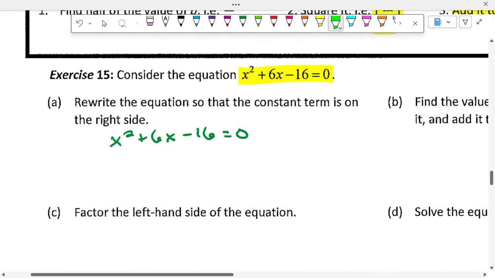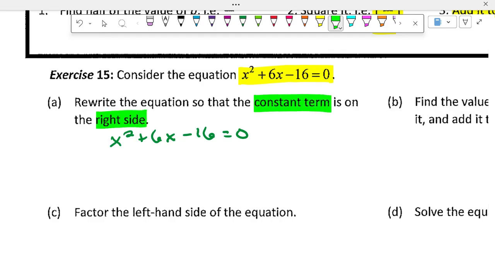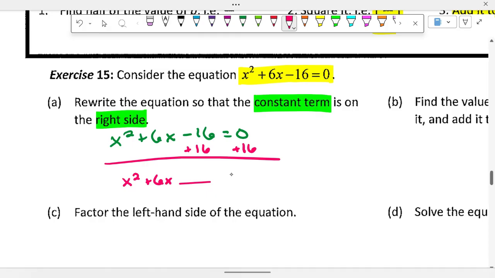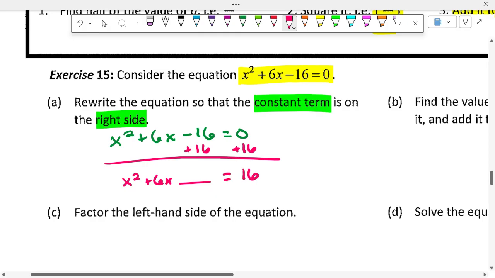Now, they want us to rewrite the equation so that the constant term is on the right side. So what's my constant here? 16 or negative 16. So how do I move the negative 16 to the other side of the equal sign? You add it. So this would be x squared plus 6x. Remember, I like to leave a big space here so that I know I have to fill that in. Is equal to 16.